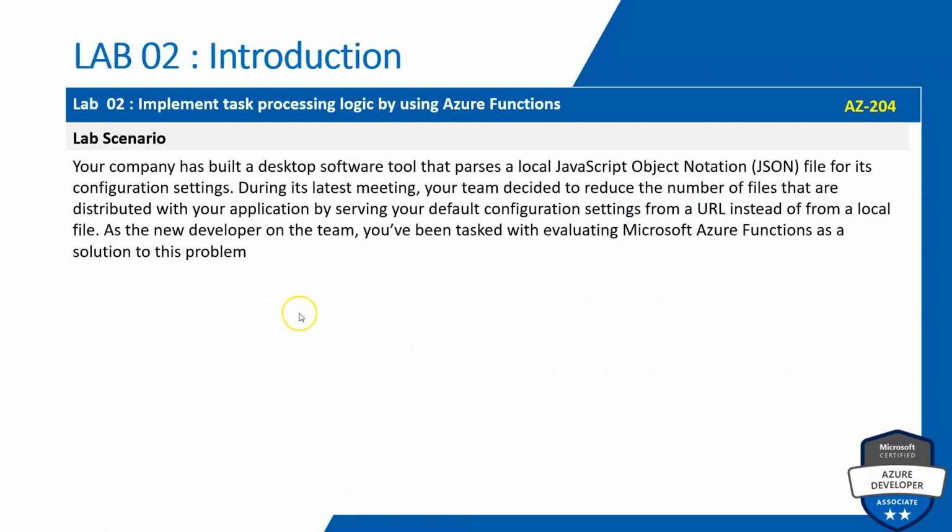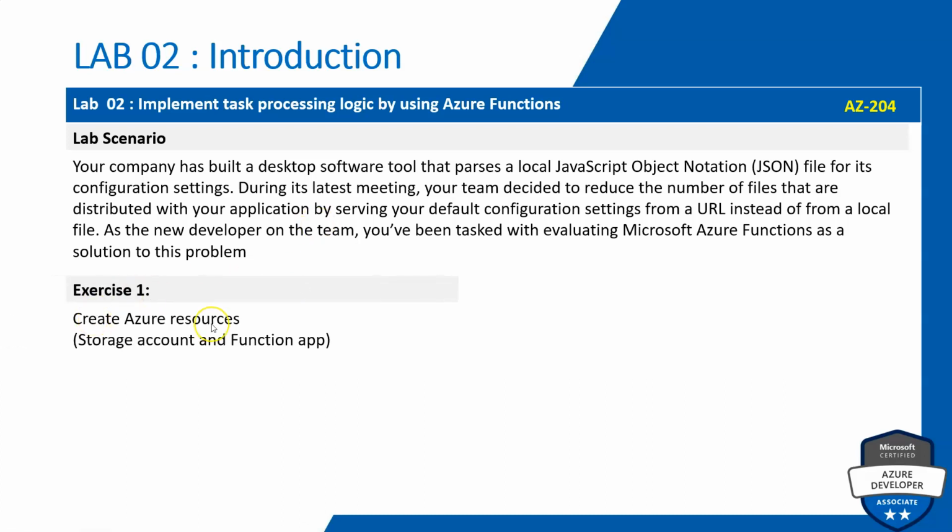Now let's talk about the lab scenario. So here is the scenario. Your company has built a desktop solution tool that parses a local JSON file for its configuration settings. During its latest meeting, your team decided to reduce the number of files that are distributed with your application by serving your default configuration settings from a URL instead of from a local file. As the new developer on the team, you have been asked with evaluating Microsoft Azure Functions as a solution to this problem.